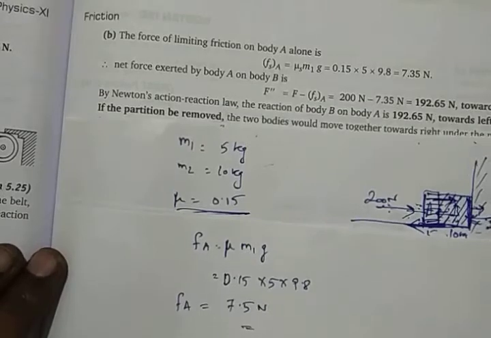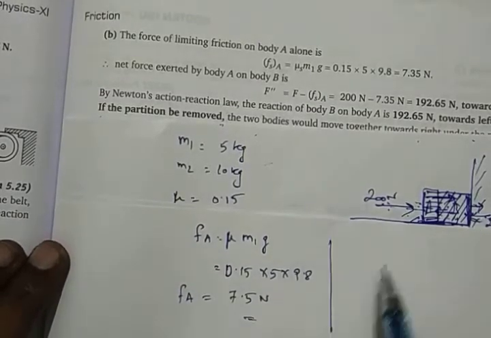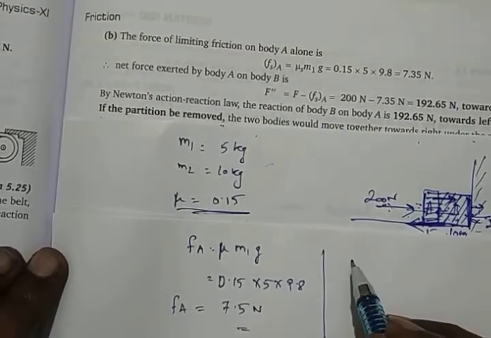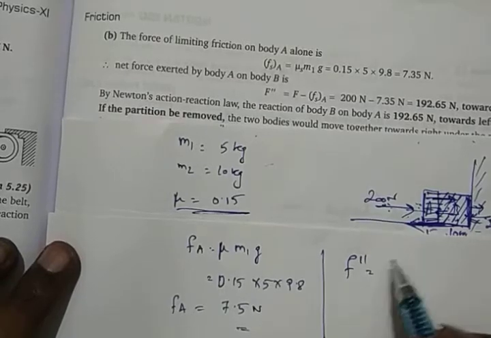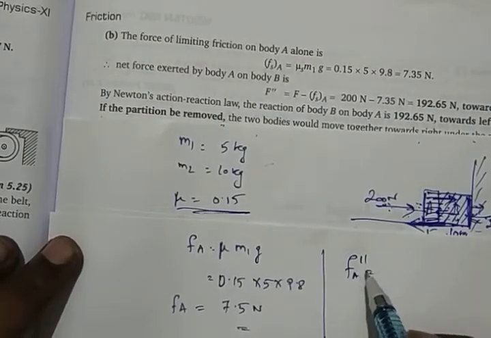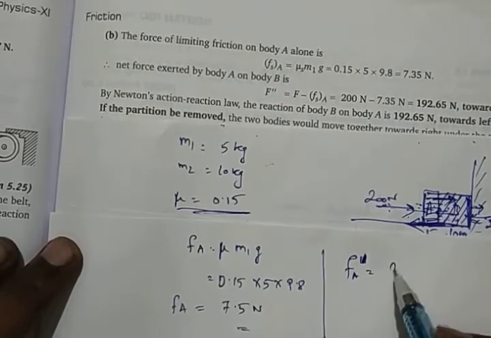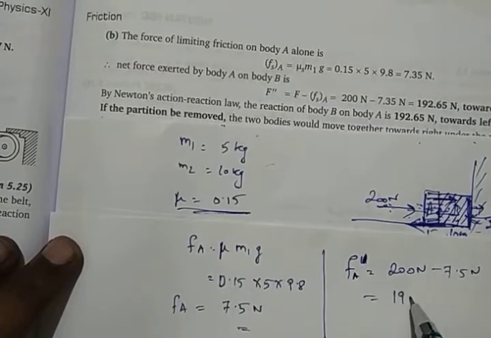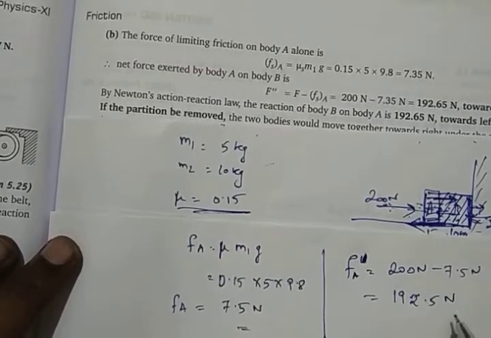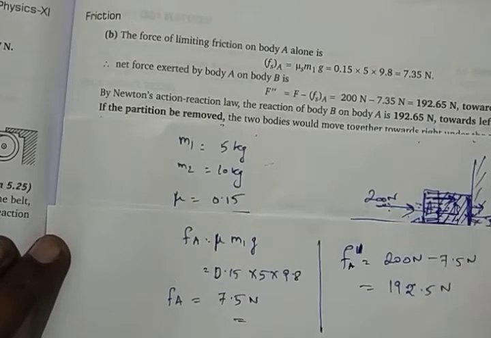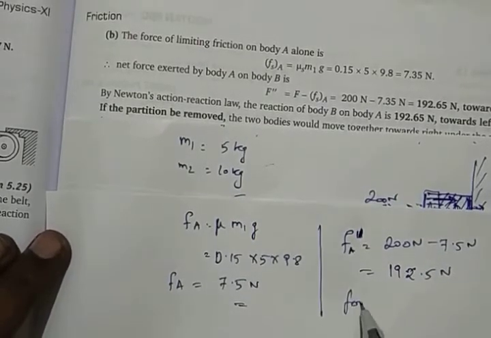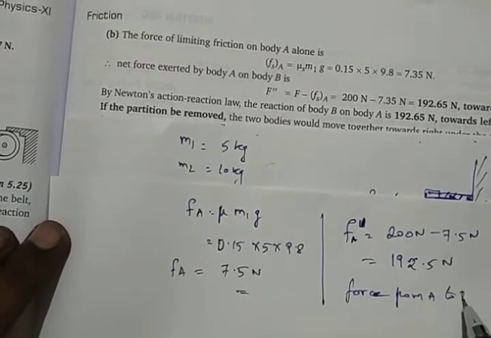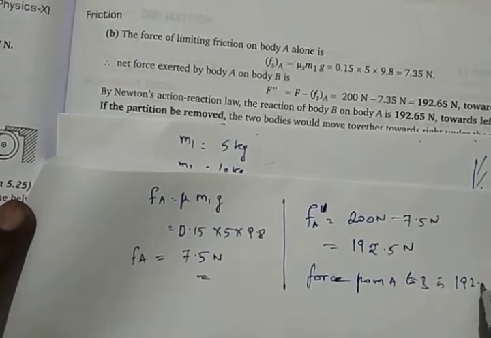Alright. So what will be the value then? This 7.5 is the frictional force. How much is 200 if you subtract? So F double dash, or you can say FA dash, is 200 newtons minus 7.5 newtons. It's going to be 192.5 newtons, the force from here to here. The force from A to B is 192.5 newtons.